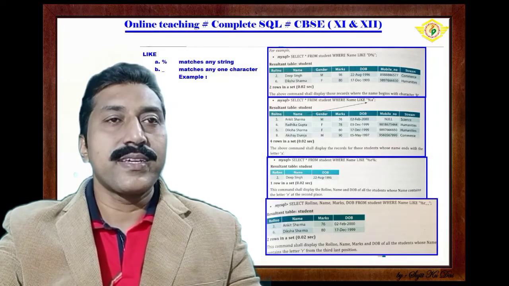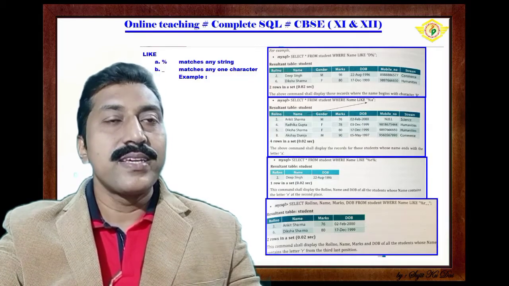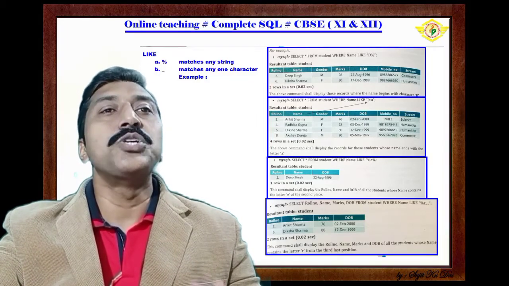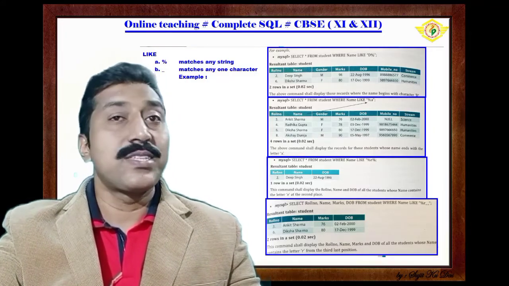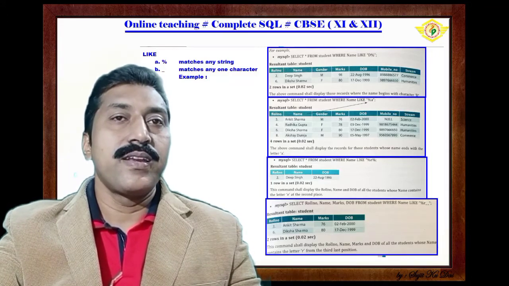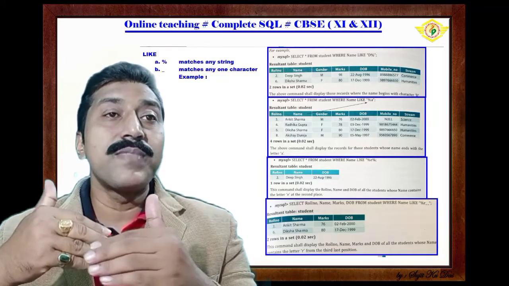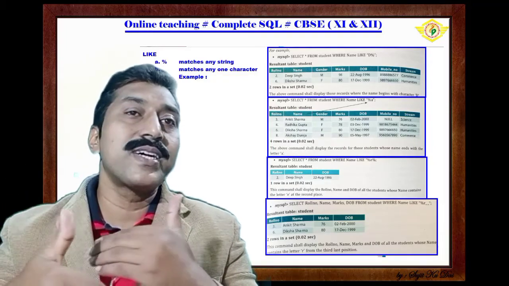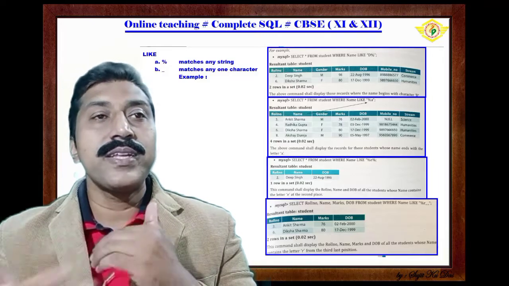Next is LIKE. This is a condition based on a pattern. This operator is used to search for a specific pattern in a column. This operator is used with columns of type char. The LIKE operator searches the column to find if part of the column matches the string specified in the parentheses after the LIKE operator in the command.